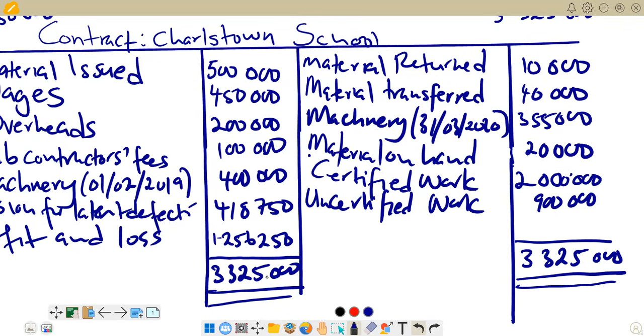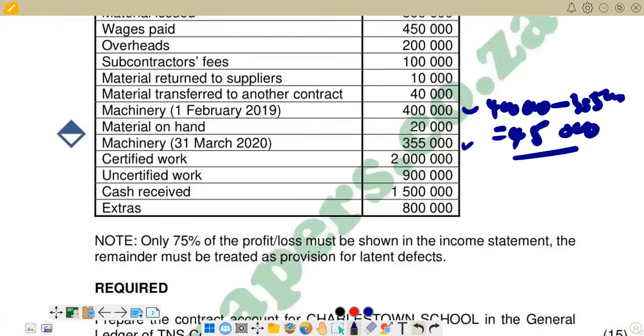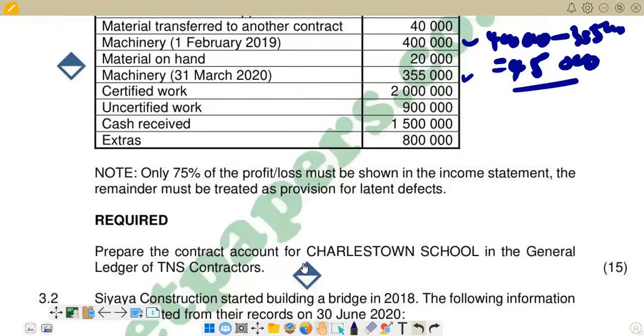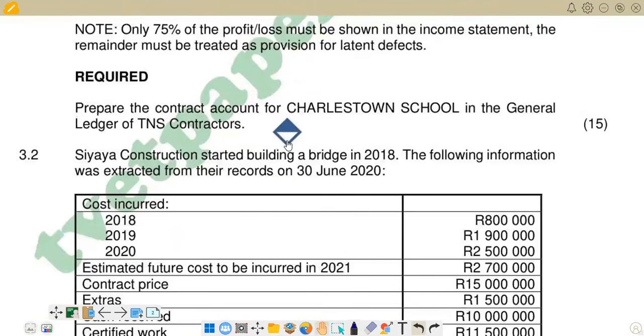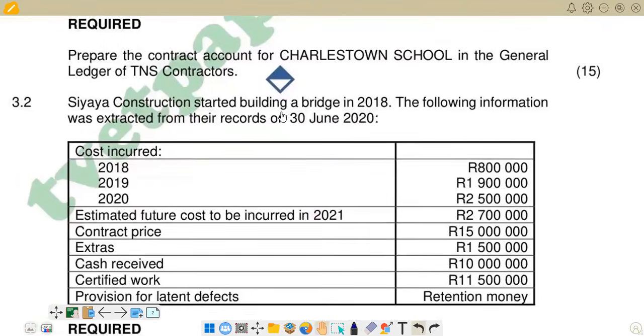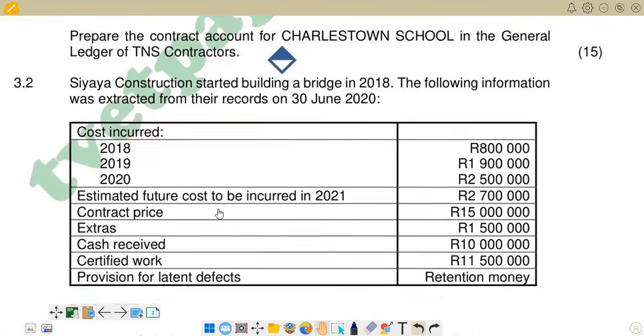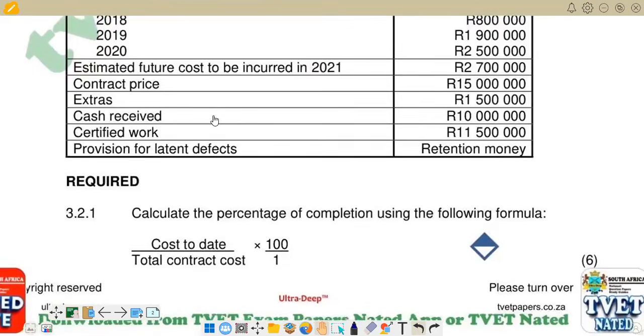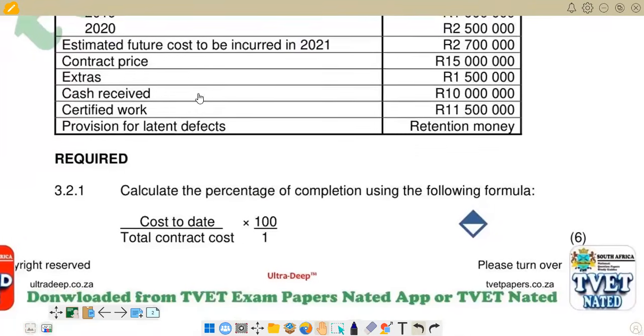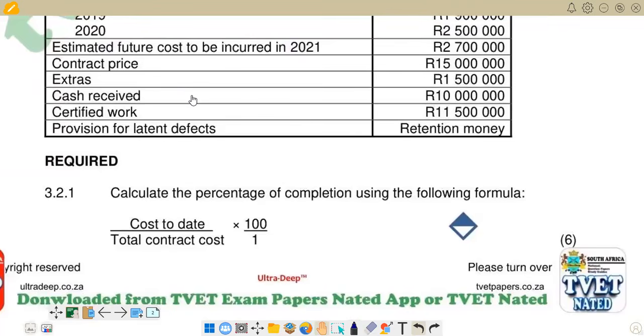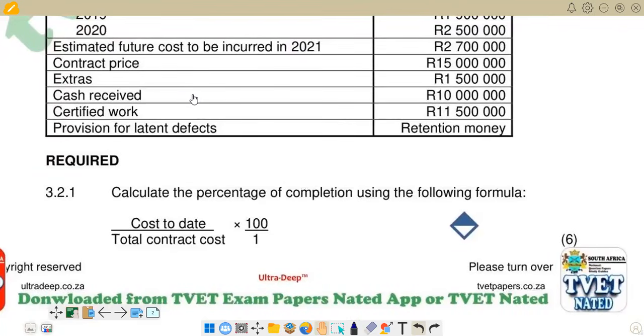Then we go to the next question. Let's try to see what we have in the question paper. We also have 3.2, and 3.2 is saying Siaya Construction started building a bridge in 2018. The following information was extracted from their records on 30 June 2020. So this is the information that we have. And if you go down to the required part, it's saying calculate the percentage completion using the following formula: cost to date over total contract cost.